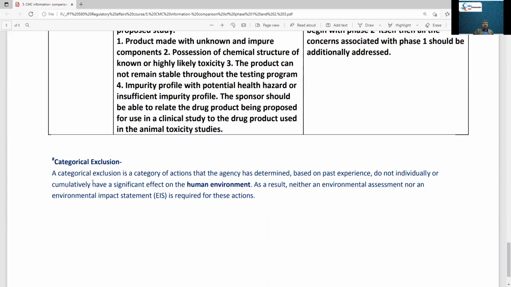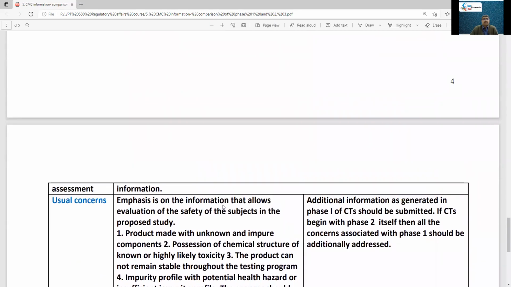a categorical exclusion is a category of actions that the agency has determined based on past experience do not individually or cumulatively have a significant effect on the human environment. As a result, neither an environmental assessment nor an environmental effect statement is required for these actions.